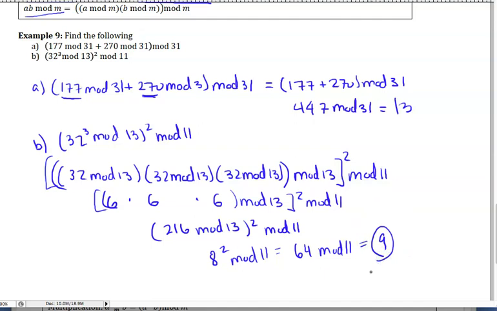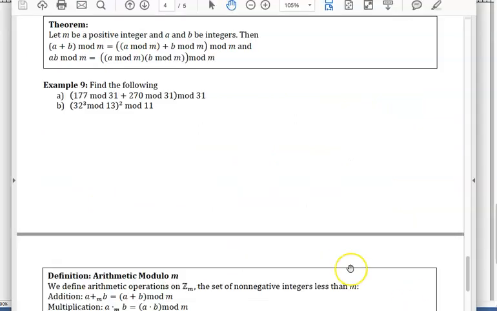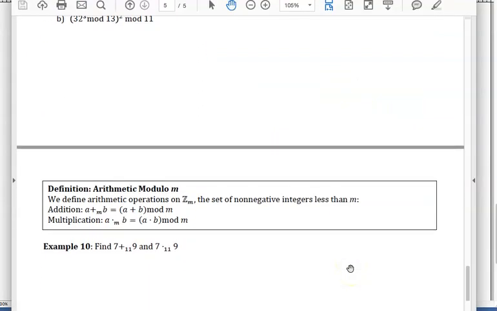Like that. So basically these formulas will aid in calculations that have to do with mods. Sometimes if you have big numbers, you can split them up. Sometimes you have things split up, you can combine them. All right, so one last thing in this section.